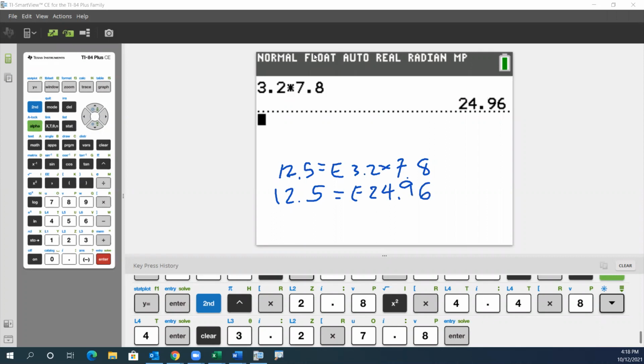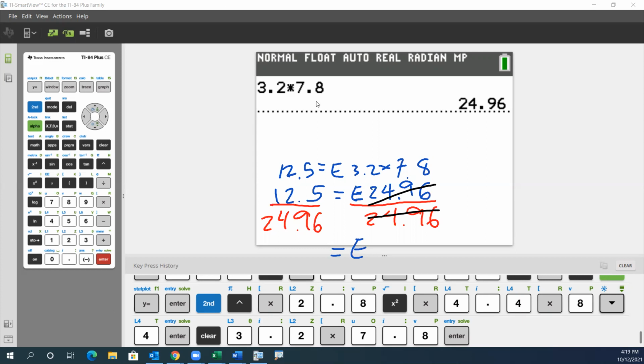Okay, now, when you are solving for a variable, you need to get it by itself. You do the opposite of what's being done to it. What's being done to the E? It's being multiplied by 24.96. Well, what's the opposite of multiplying by 24.96? Dividing by 24.96 is the opposite. So we do that because 24.96 divided by 24.96 is 1, as in one single E.